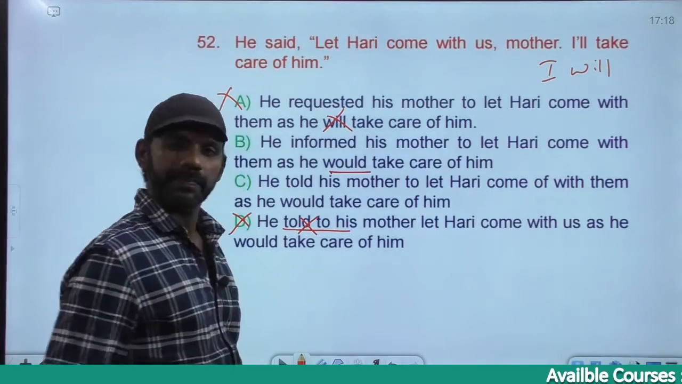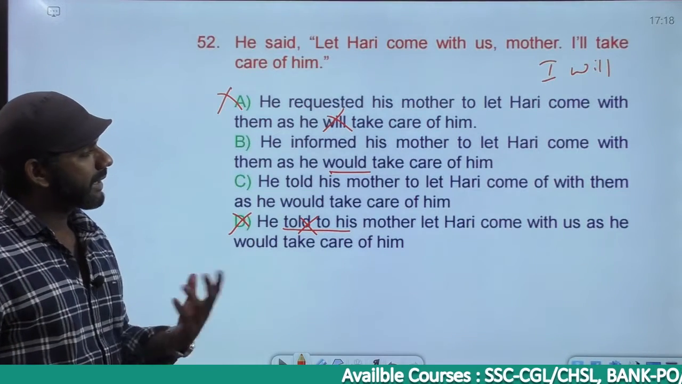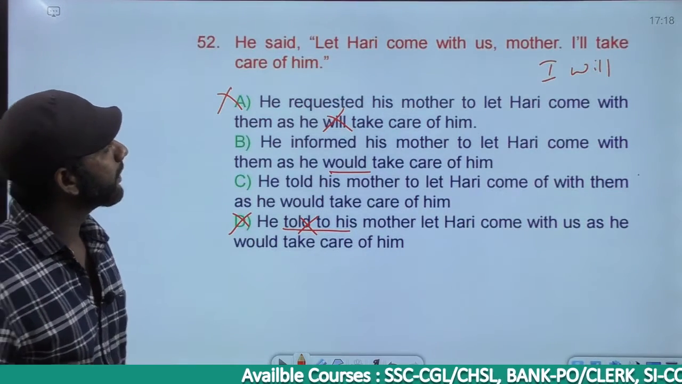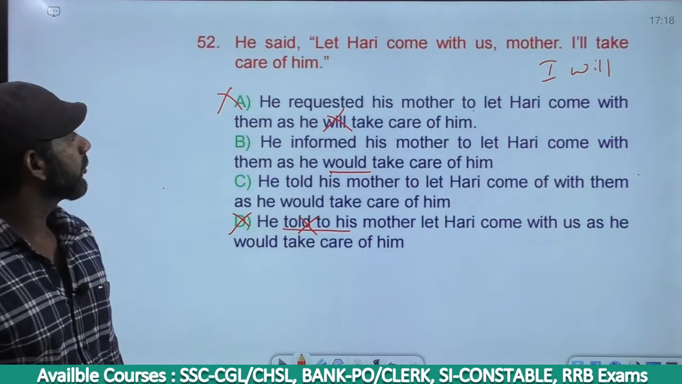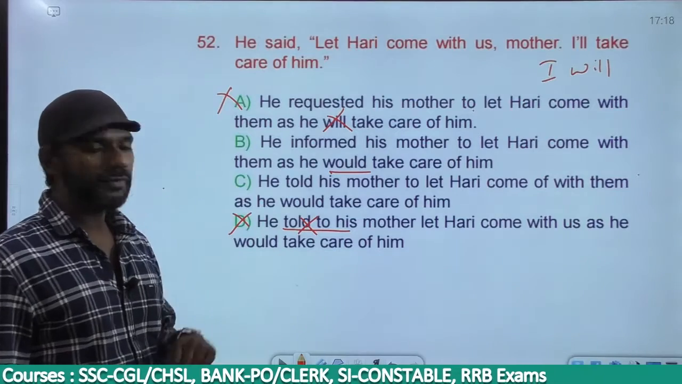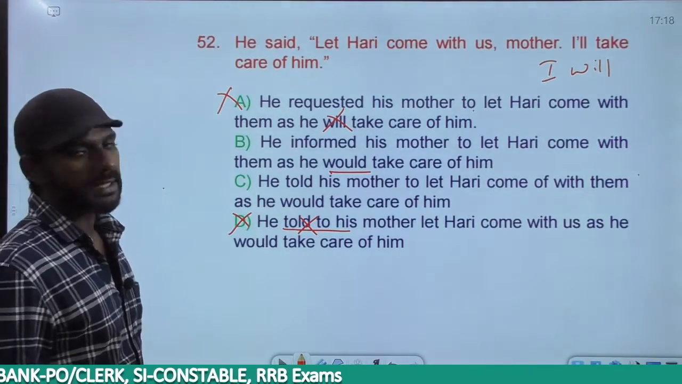Will became would. Come to option C. He told his mother to let Hari come off with them as he would take care of him. Now, come off with them and come with them don't make much difference. Come to the sentence once again.